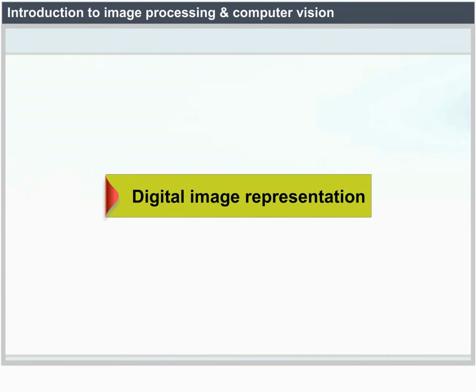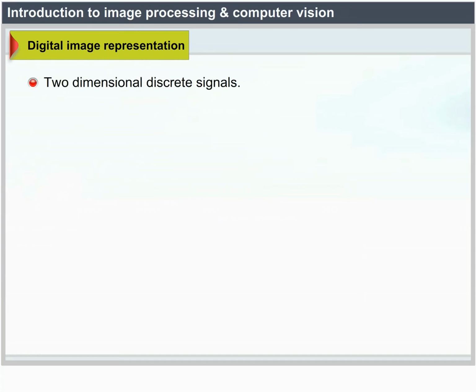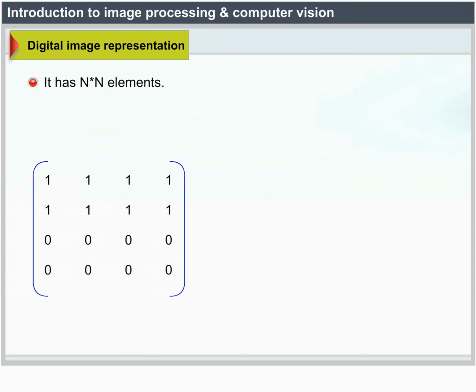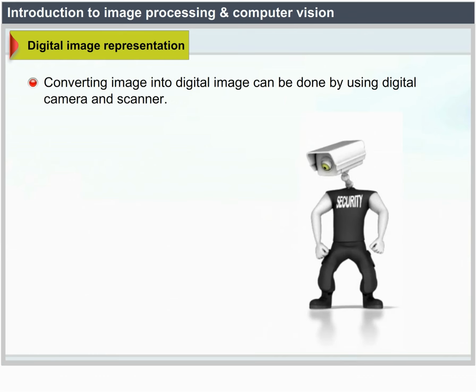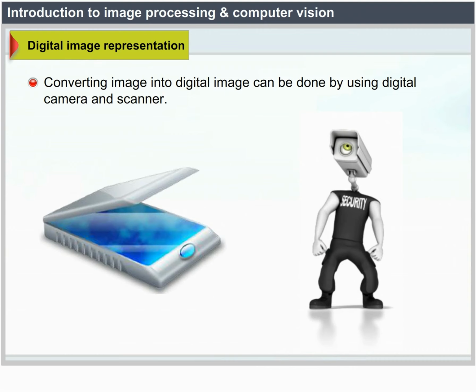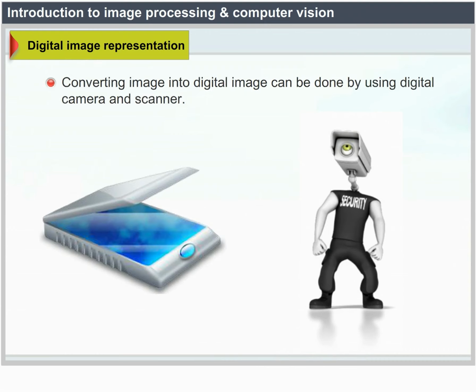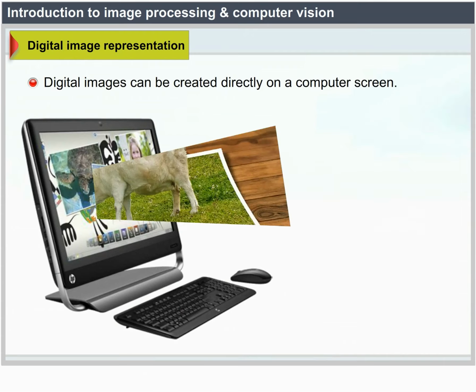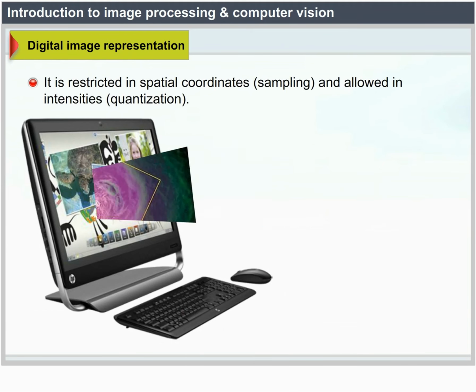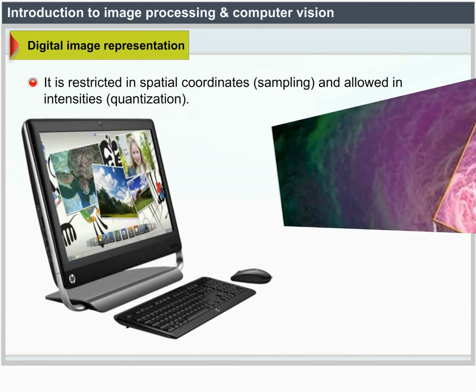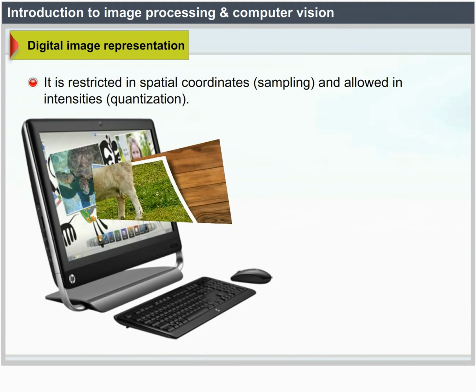Digital image representation. Two-dimensional discrete signals. It has n by n elements. Each element in the array is a number which represents a sampled intensity. Converting an image into a digital image can be done by using a digital camera and scanner. Digital images can be created directly on a computer screen. It is restricted in spatial coordinates, sampling, and allowed intensities, quantization.